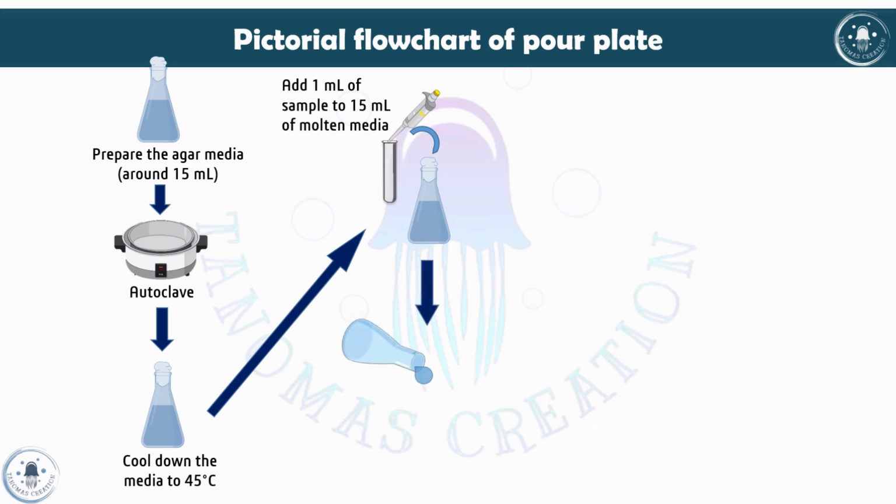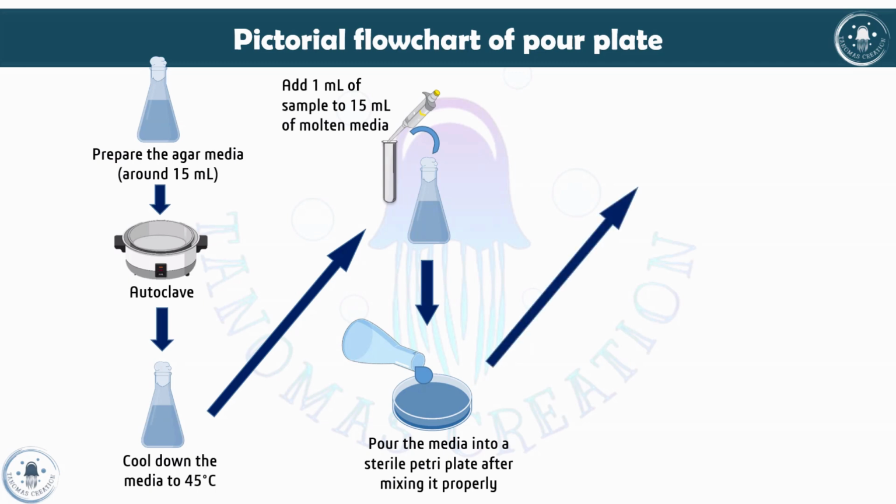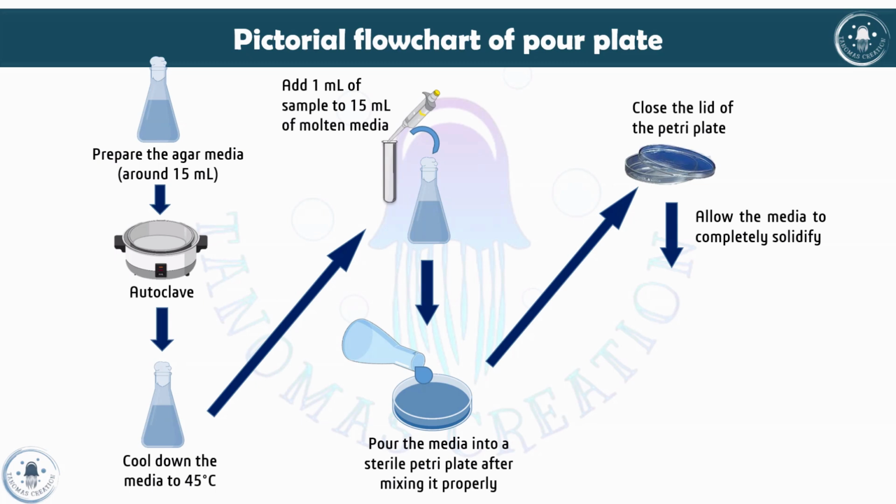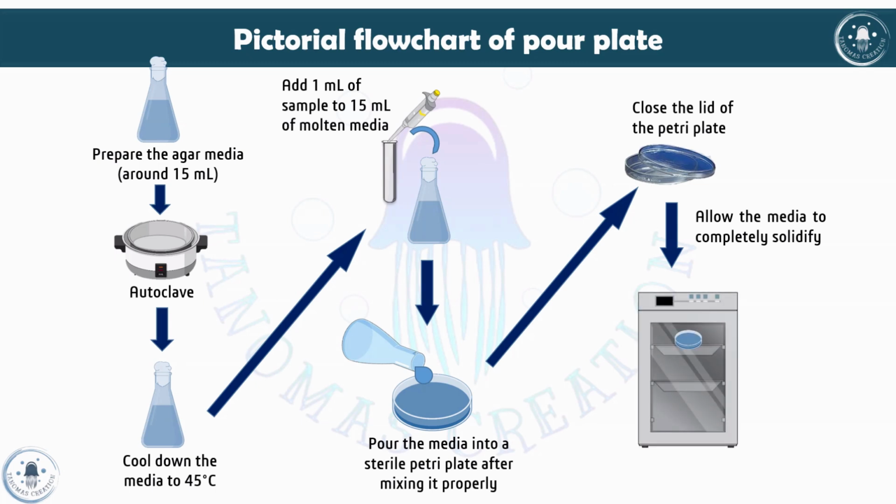Now, after that you pour the complete media onto the Petri plate. You have mixed it properly in the conical and then you pour it in the Petri plate. After that you close the lid and allow the media to completely solidify in the laminar itself, and then you put it in the incubator in an inverted position for 24 hours at 37 degrees Celsius. This is the general temperature and time period which we follow, and you do the observation the next day. So, this is the first procedure of the pour plate technique.